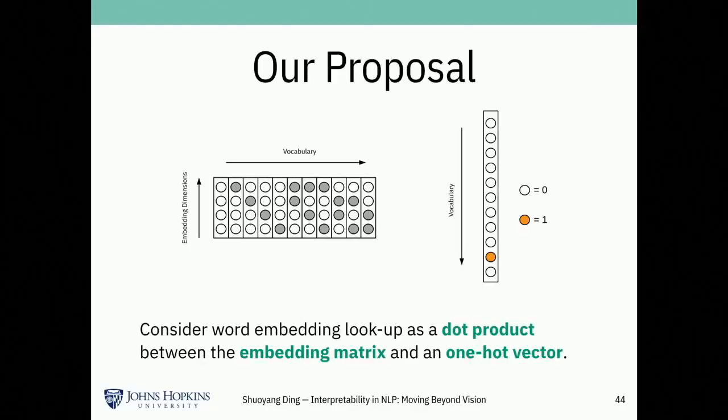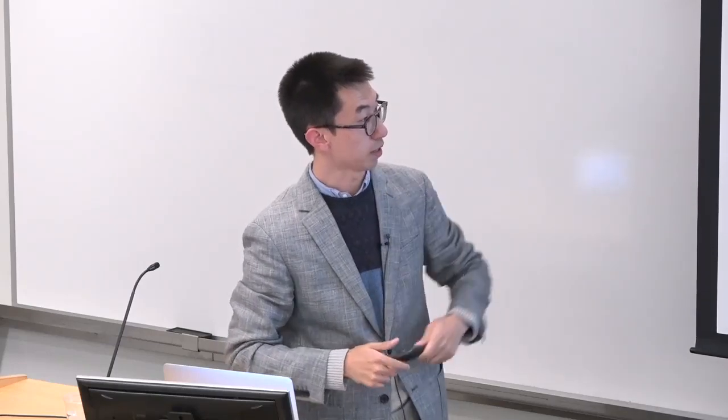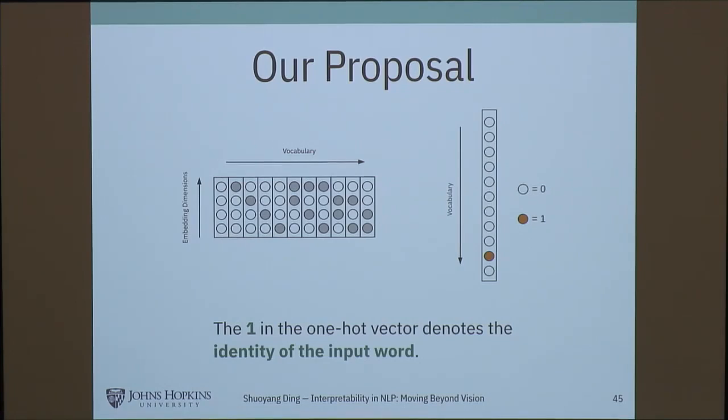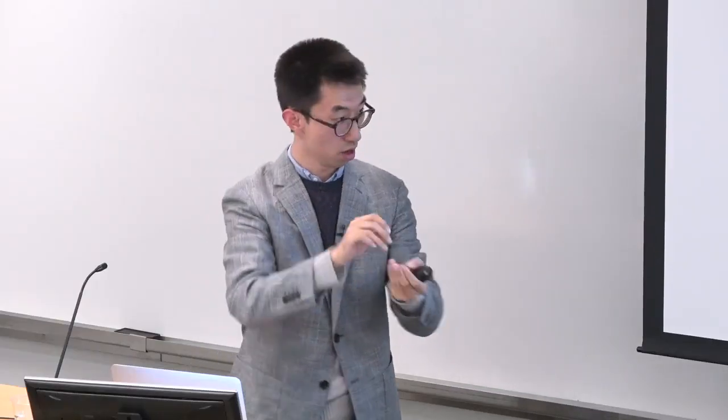Okay, we want to do something different. So here's our proposal. If you consider the word embedding lookup operation as a dot product between the embedding matrix and the one-hot vector, all right? And then if you think about what that one-hot vector really means, we can say that the 1 in that one-hot vector denotes the identity of the input word, which is basically saying, oh, this input word corresponds to this item in the vocabulary, okay?